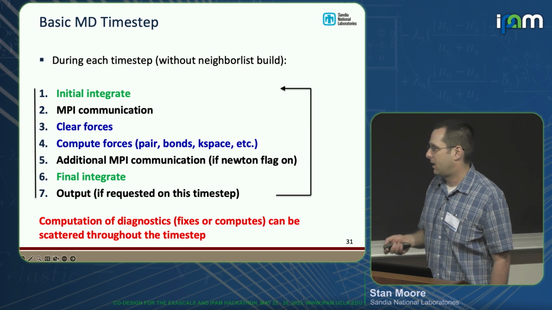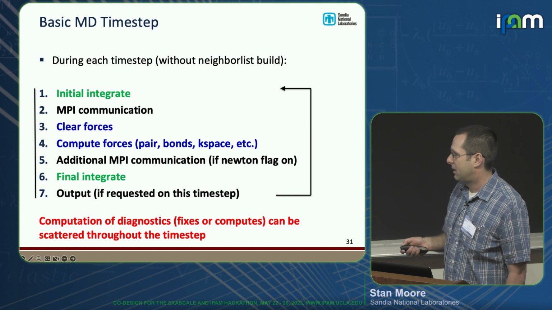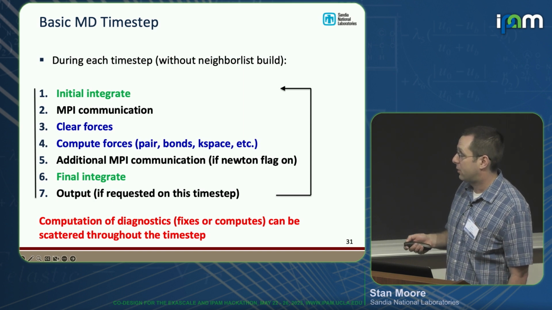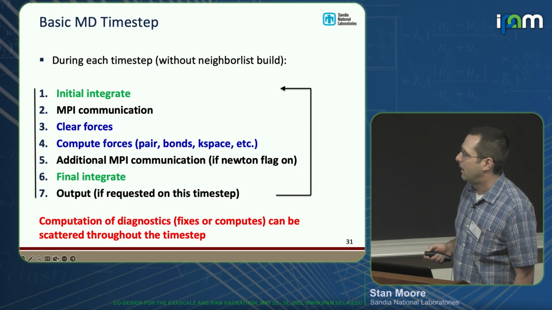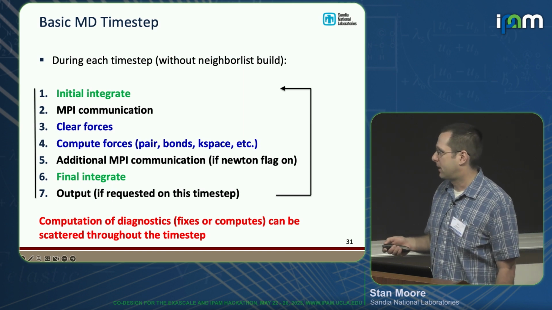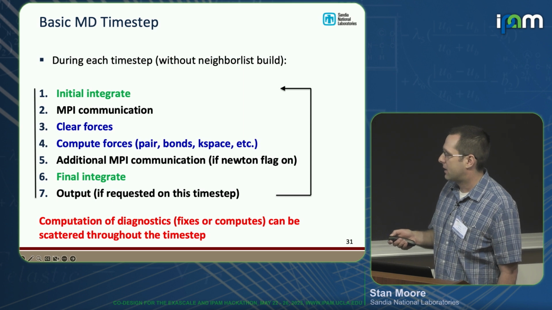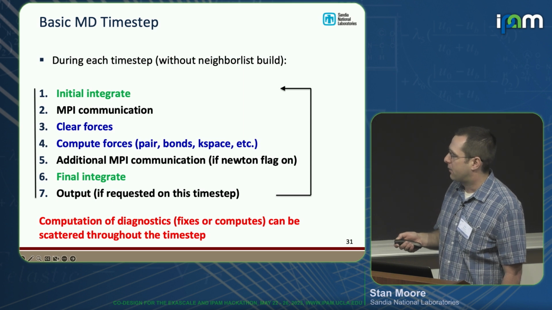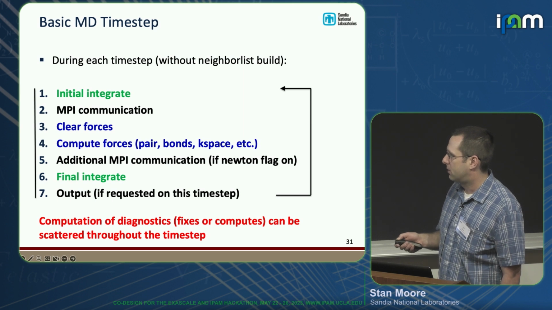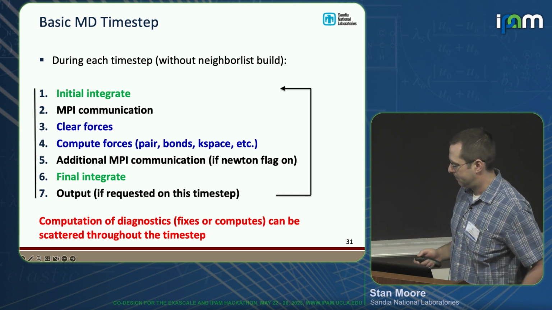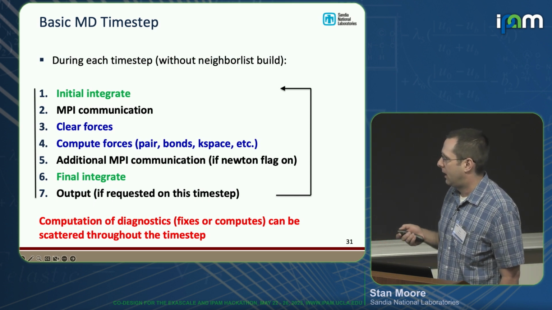And then there's a huge caveat in LAMMPS. Computation of diagnostics, fixes, or computes can be scattered throughout this timestep. But if you don't have any fixes or diagnostics in between steps 1 and 2, and if you don't have step 7, then you can actually fuse these two kernels together. It's the same for steps 3 and 4 if you're using a full neighbor list. You can fuse the force zeroing with the computing of the force. You just do that as the first operation. It will not work for a half neighbor list.